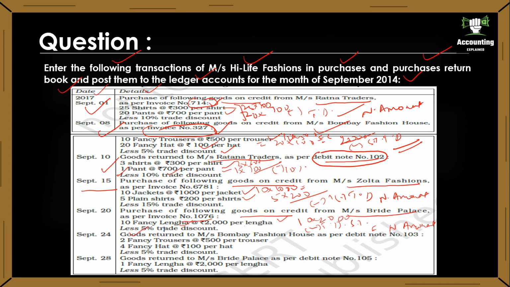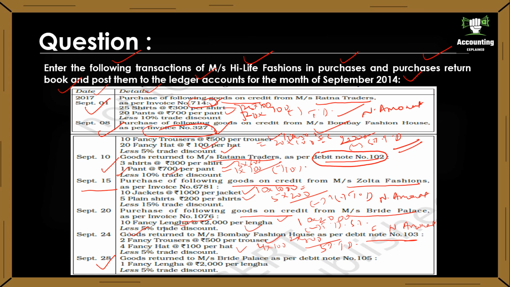Goods returned to Messrs. Bombay Fashion House as per debit note number 103. 2 fancy trousers at 500 per trouser, 2 into 500. 4 fancy hats at 100 per hat, 4 into 100. Less 5% discount. Take the total amount, deduct 5% trade discount on that, and the net amount will be taken to the purchases return journal book.